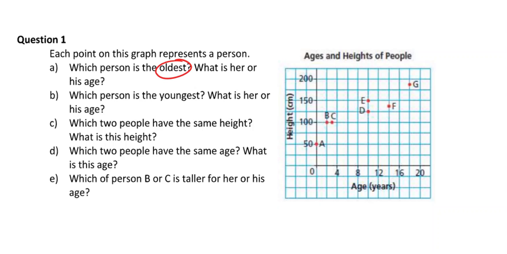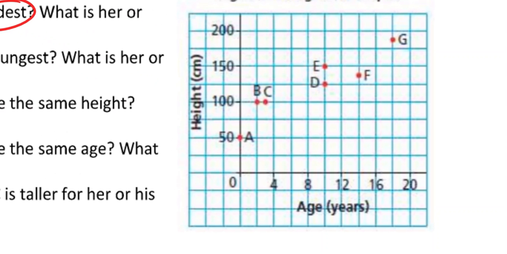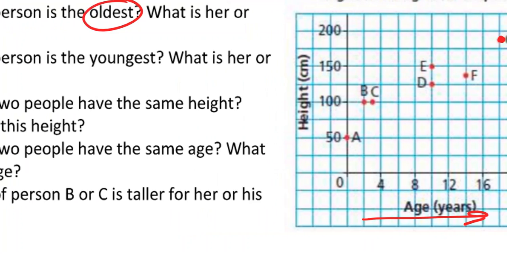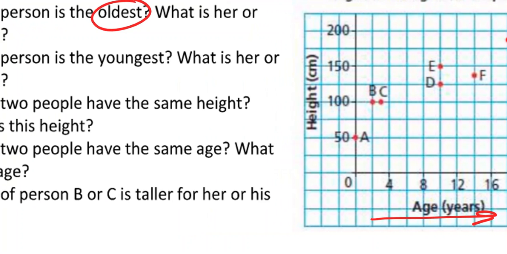Do you guys see how this is us figuring out our axis here? Maybe if you can't see this, if we look at our axis here, age is going this way. So the person who is the oldest, I'm just looking for the one that is farthest to the right. So that would be G in this case. So this would be G.